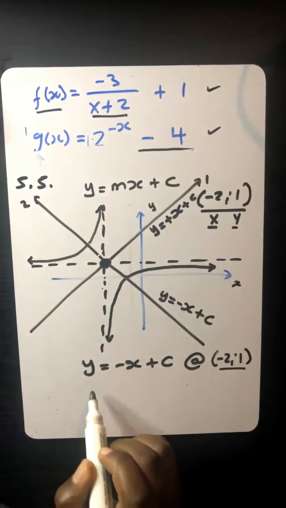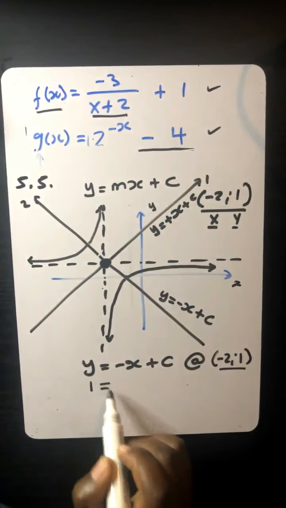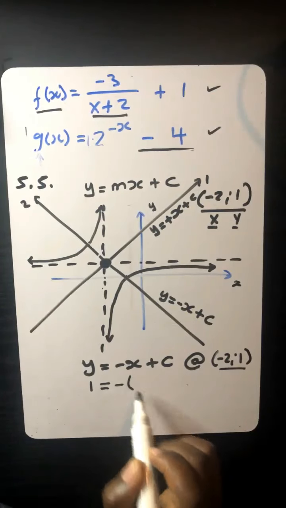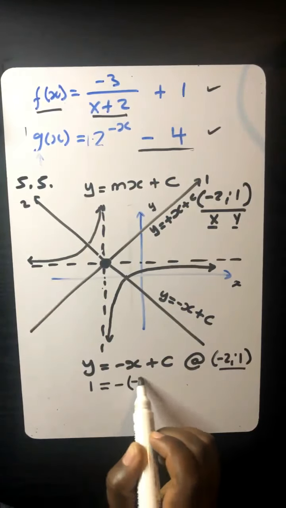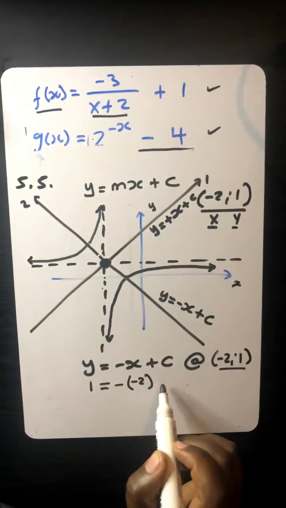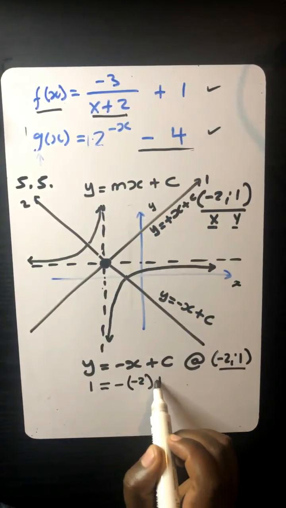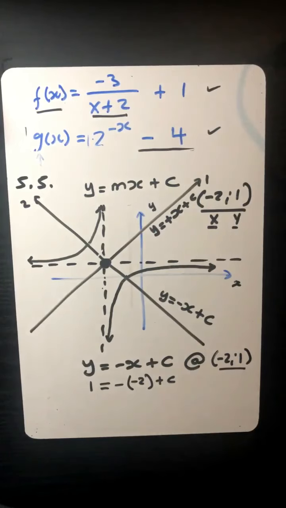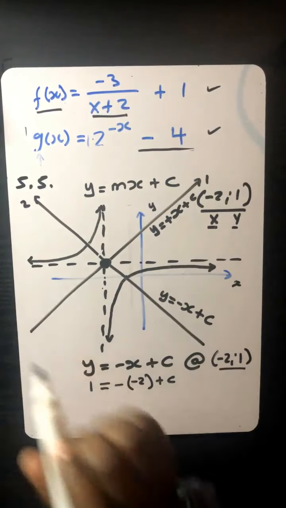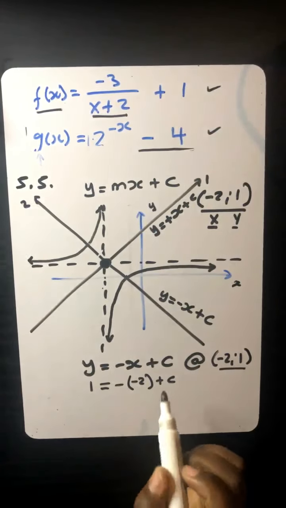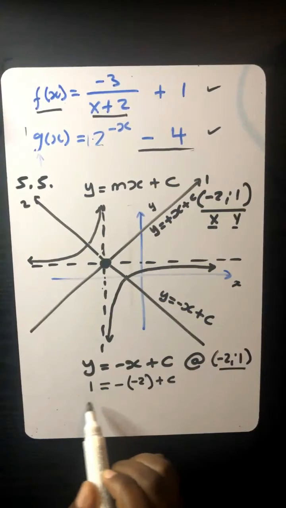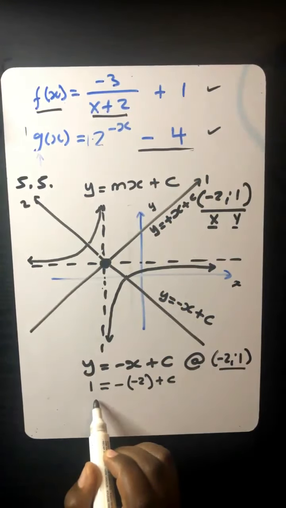One is the y. You substitute. Negative two. Let's see. So just continue until the final answer. C is equal to negative 1. Therefore, y is equal to negative x minus 1.